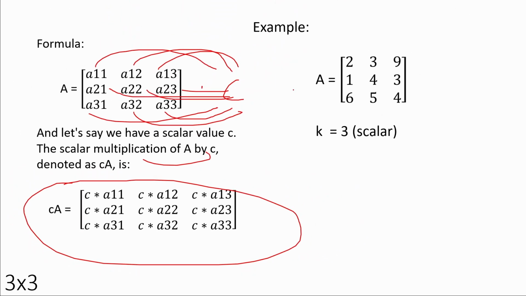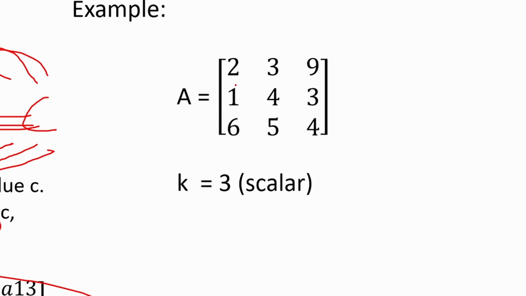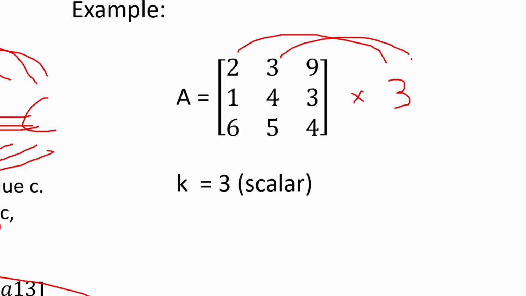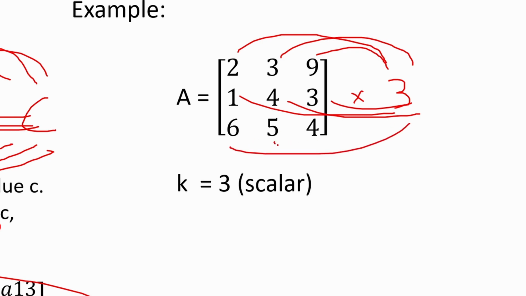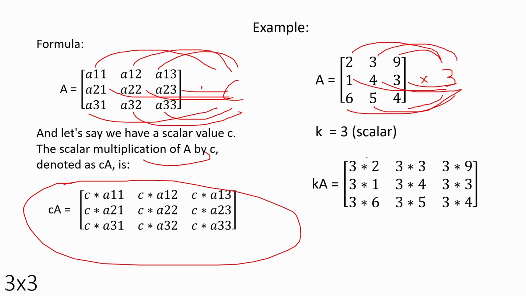Let's see the example right here. For example, we have matrix A, a 3 by 3 matrix, and we have scalar k equals 3. Again, all you need to do is multiply each element of this matrix by 3: 2 times 3, 3 times 3, 9 times 3, 1 times 3, 4 times 3, 3 times 3, 6 times 3, 5 times 3, 4 times 3. Easy? Then we get this.